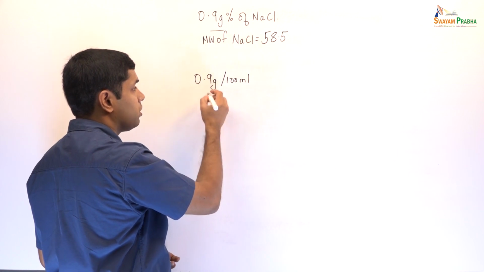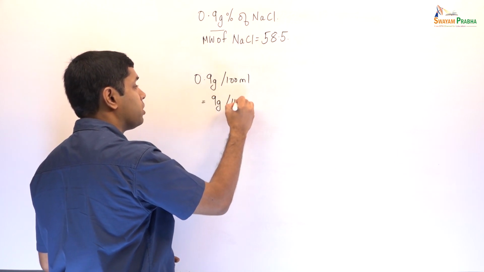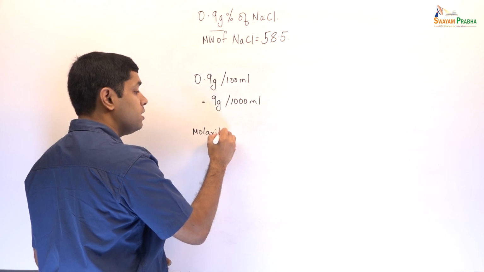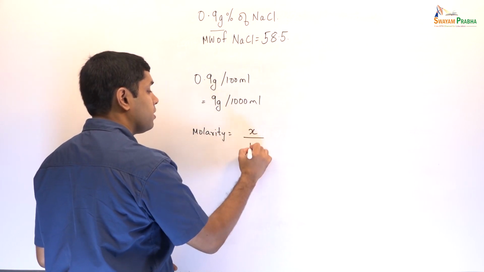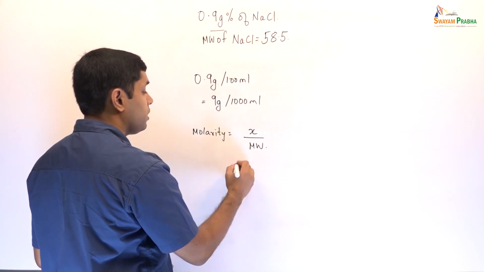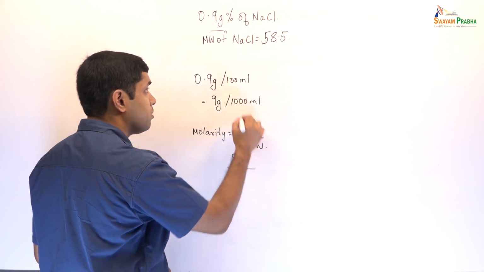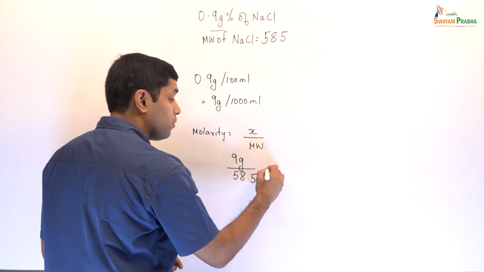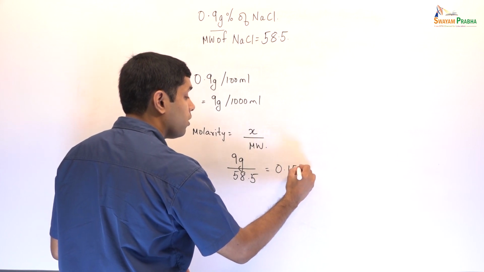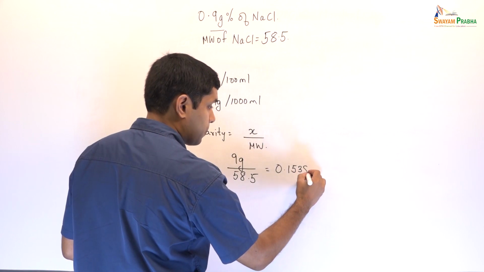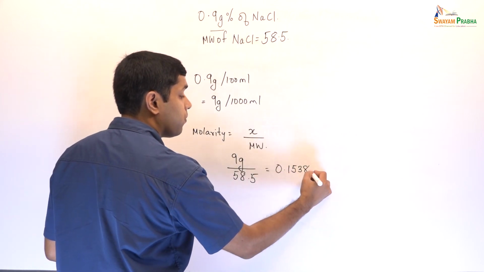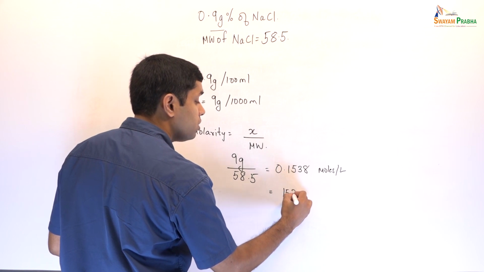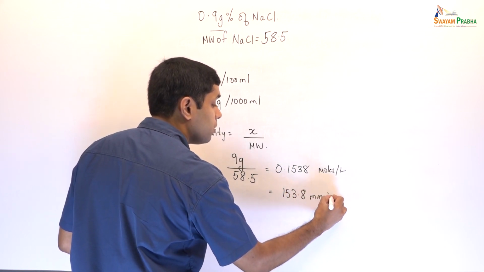Now the easiest thing to do is to convert this into a liter. That's equal to 9 grams per 1000 ml or 9 grams per liter. Now we know that molarity is the given weight, let's say x, divided by the molecular weight. Here the given weight is 9 grams per liter divided by the molecular weight, 58.5. So 9 divided by 58.5 is equal to 0.1538 moles per liter, or we will convert it to millimoles. That's 153.8 millimoles per liter.